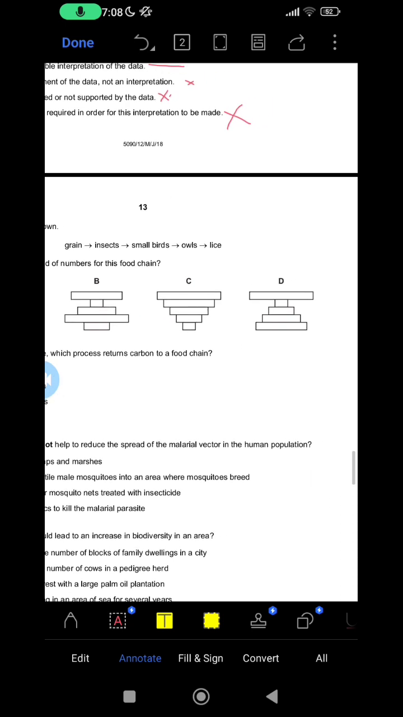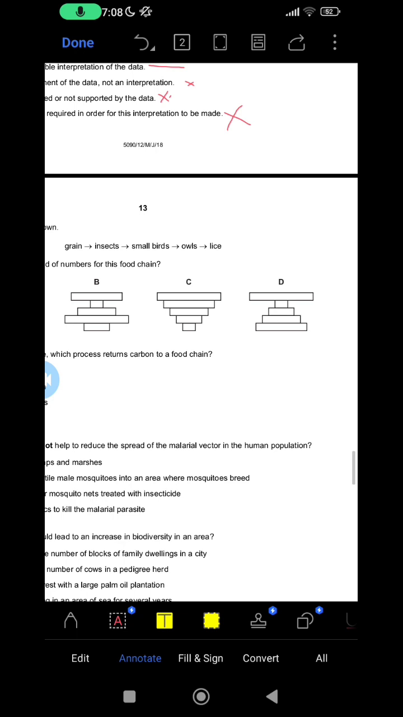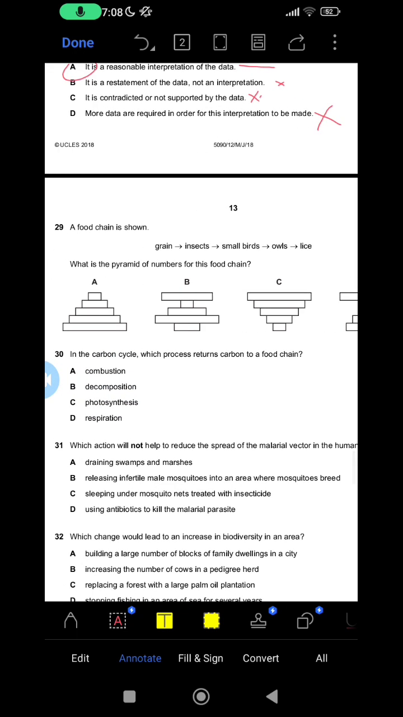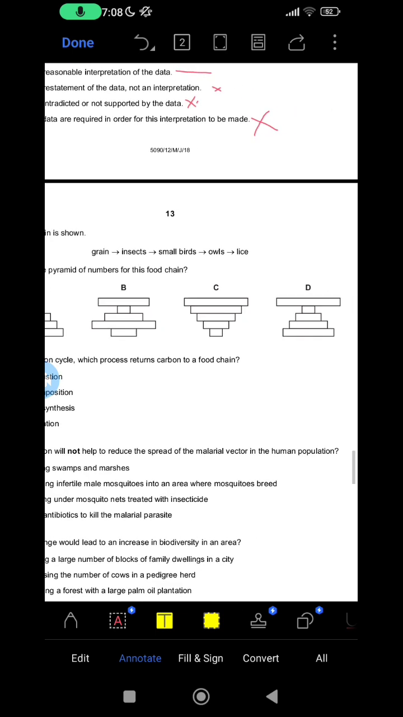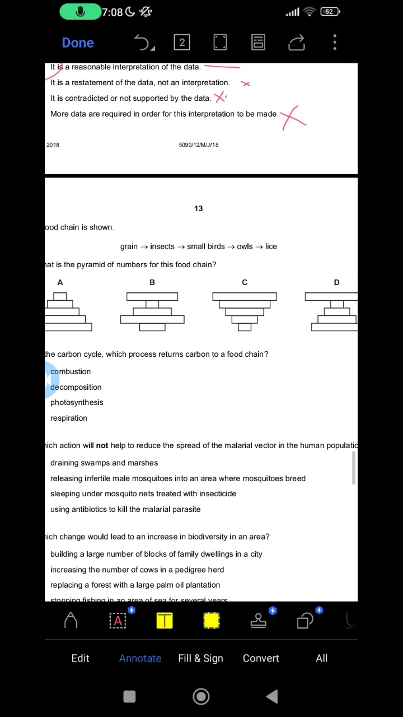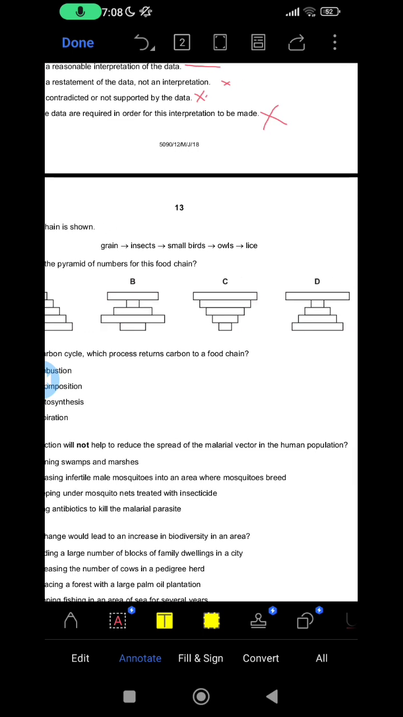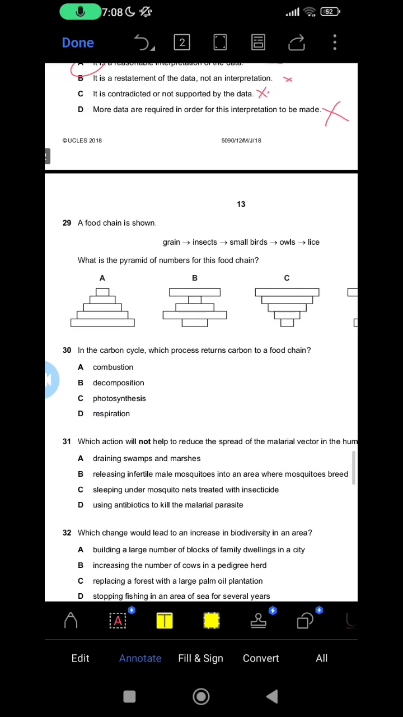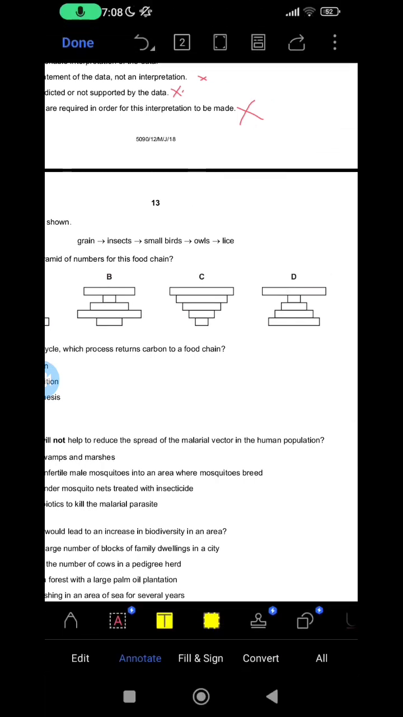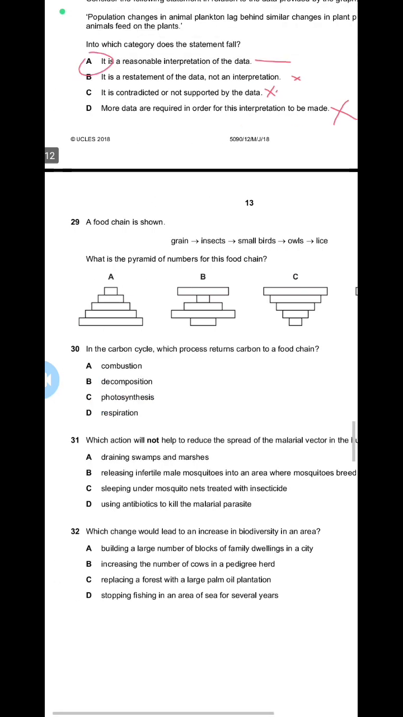Small birds eat insects. Now, fewer small birds will be present than insects, because only a few insects can feed one small bird. So small birds would be fewer than the insects. So A is correct so far. And B is incorrect because the second bar is larger than the first one. C is also incorrect. Now we have either D or A. Now owls. We know owls will be even fewer in number, because in his lifetime an owl can eat around 40 small birds, right? So owls will be fewer.